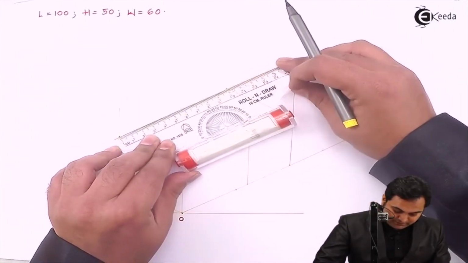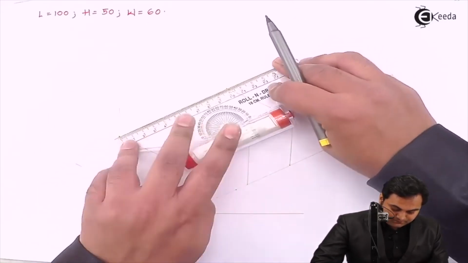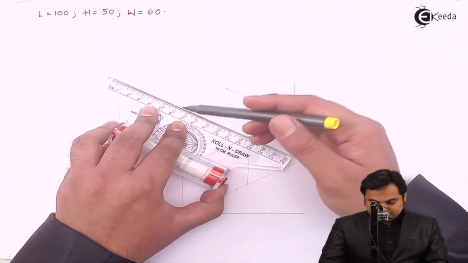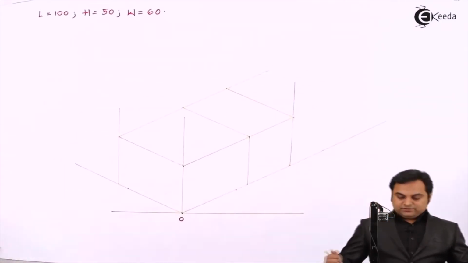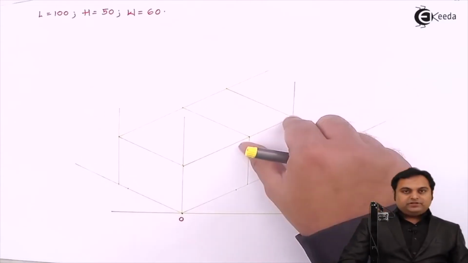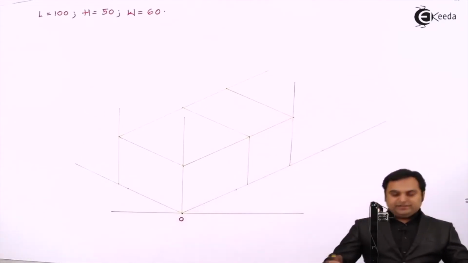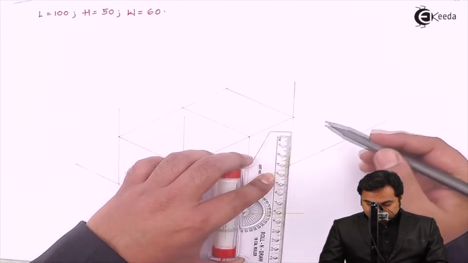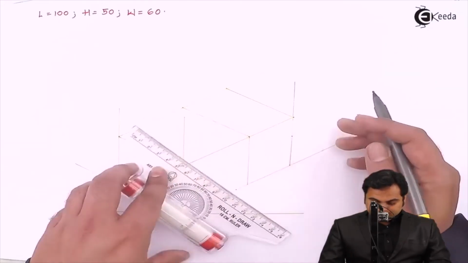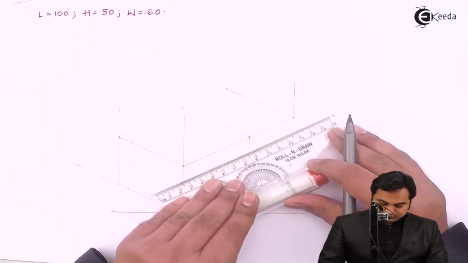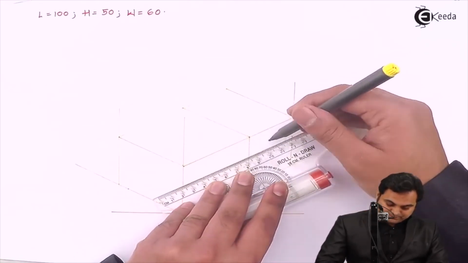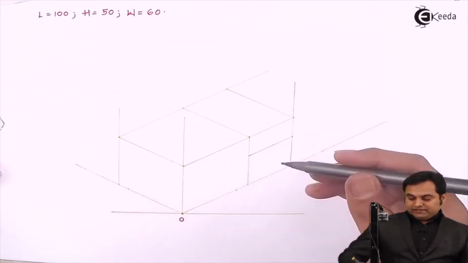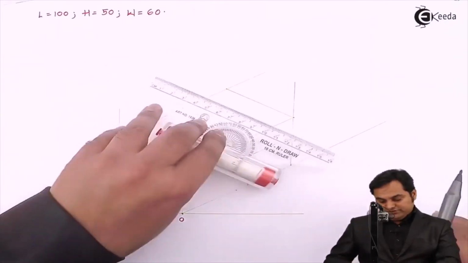Here also I am marking over this length 60 mm, joining them. Next, the block which is of 40 mm length is only up to a height of 30 mm. So measuring the 30 mm height, projecting it light. Then through this point I am drawing a line parallel to the width.